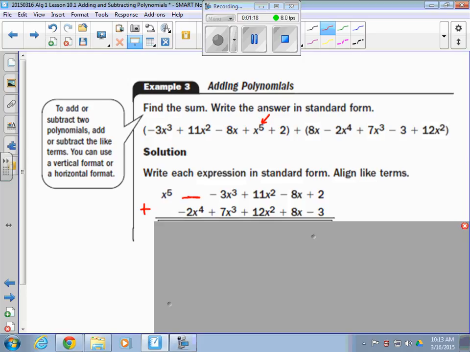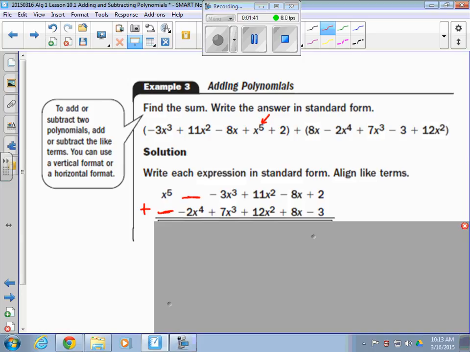Now make sure all of your like terms are on top of each other or stacked in columns. There is no x to the fifth power. There's no fifth degree. So notice there's a hole there as well. But there is an x to the fourth in the second polynomial. So notice it's under the hole right above it. The x to the third is 7x to the third. Then there's positive 12x squared. Then there's positive 8x. And then there's negative 3.